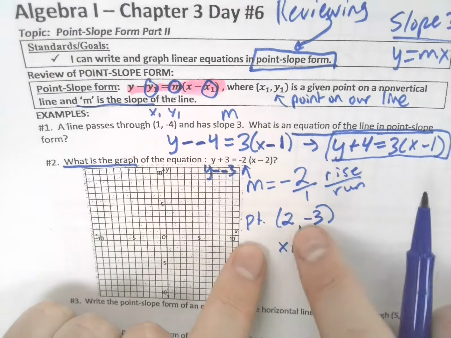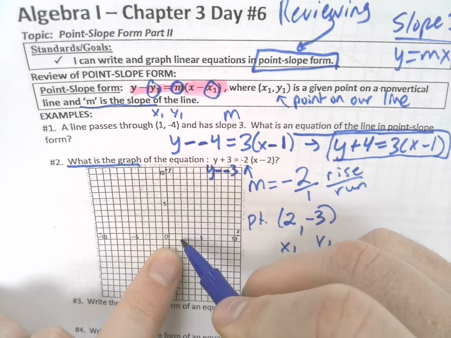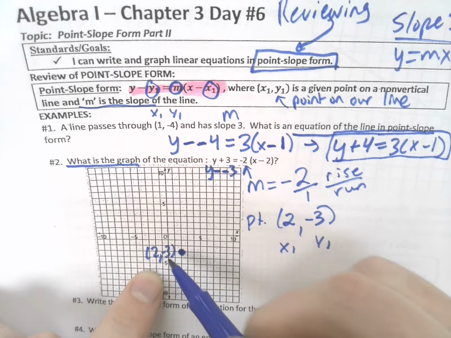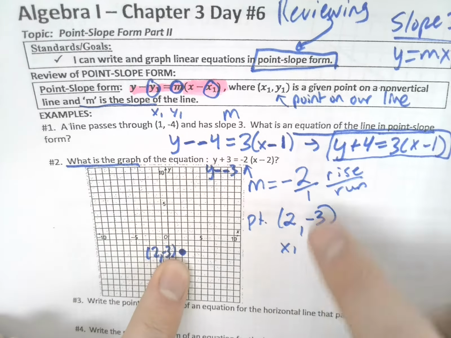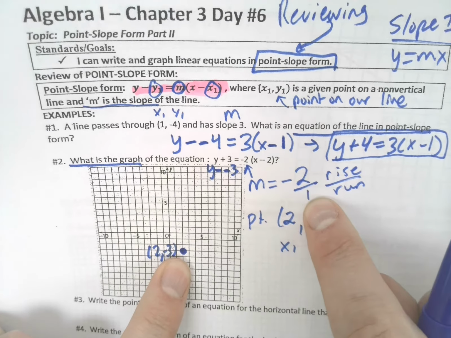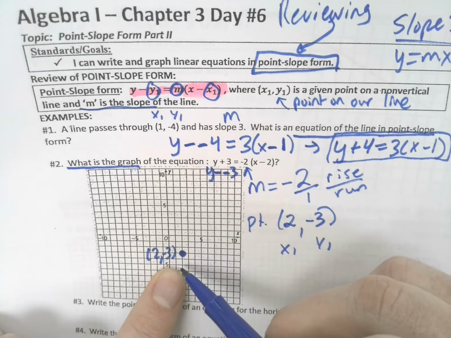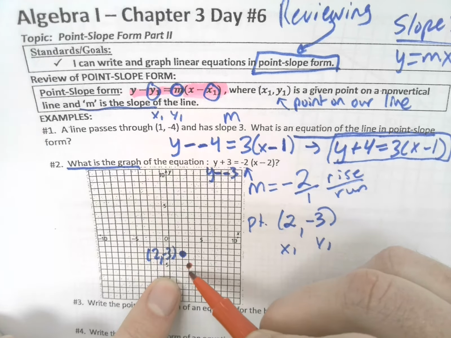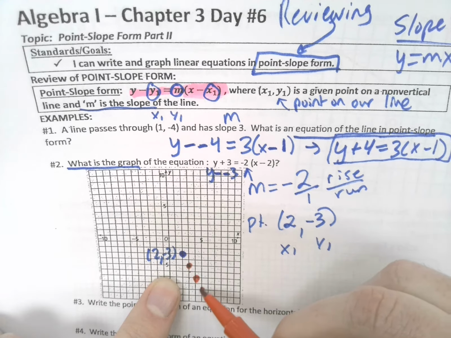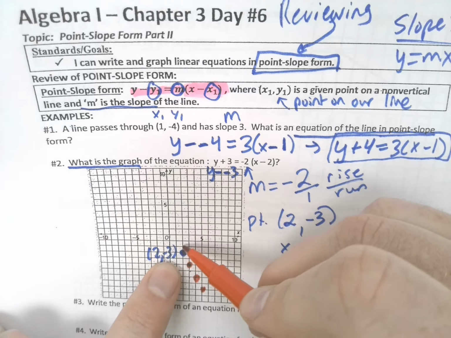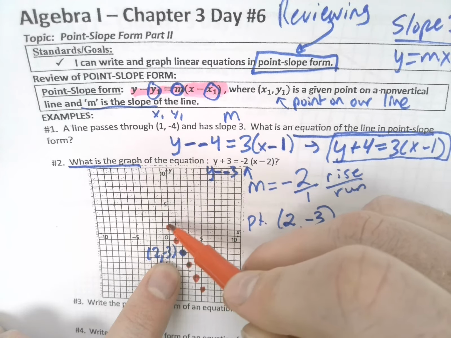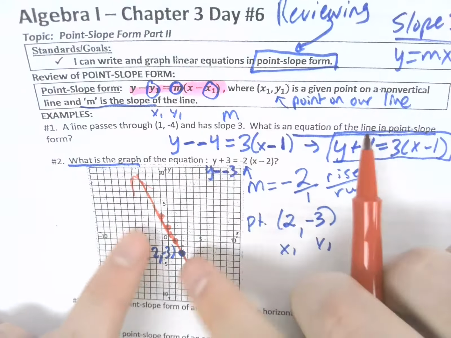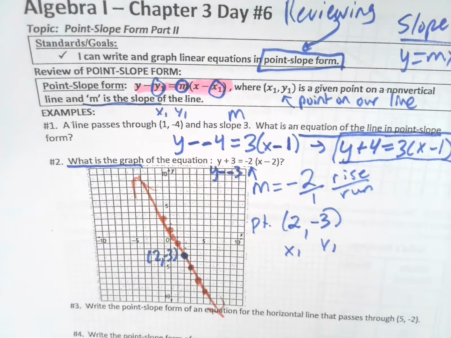And so now we plot our points. Right 2, down 1, 2, 3. So there's our point at (2, -3). We got that one. And now we're going to use our slope. Looks like down 2, right 1. I'm going to do this in a different color so you guys can see. Down 2, right 1, down 2, right 1, down 2, right 1. We also could go up 2, left 1, up 2, left 1, up 2, left 1. Voila, there's our line.